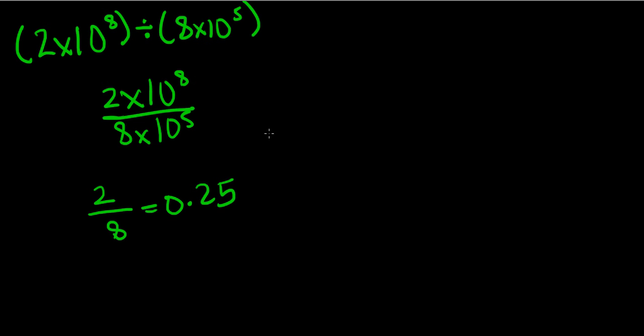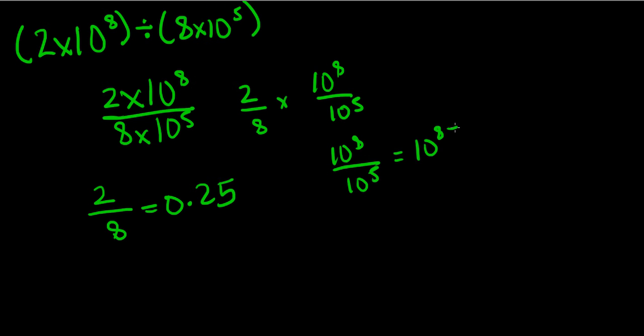Now we look at the 10 to the power of 8 divided by 10 to the power of 5. We can see that they have the same base. So we subtract the exponents again. So 10 to the power of 8 divided by 10 to the power of 5 is going to be 10 to the power of 8 minus 5, which equals 10 to the power of 3. So now we know that our answer is 0.25 times 10 to the third power.